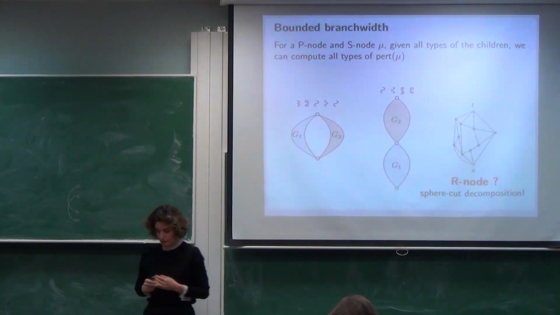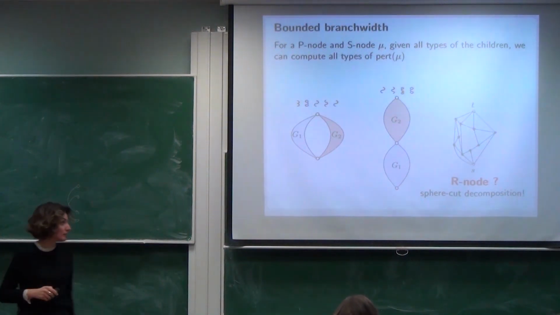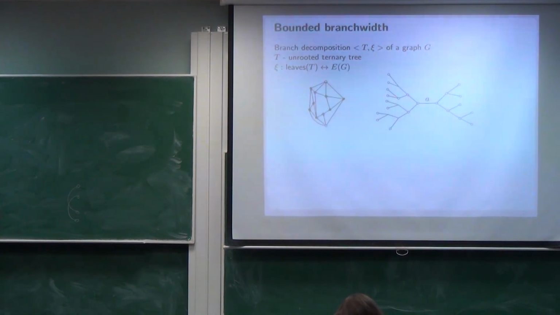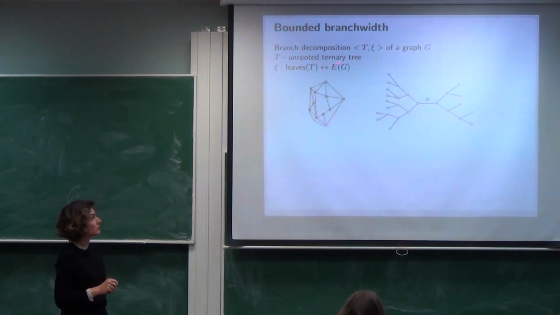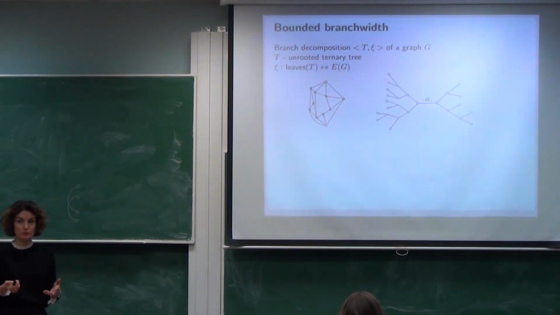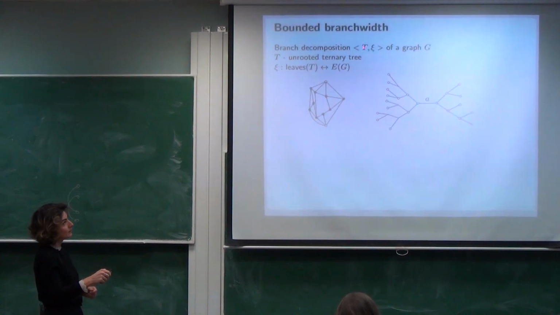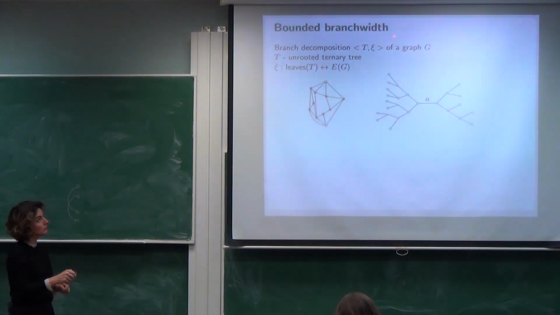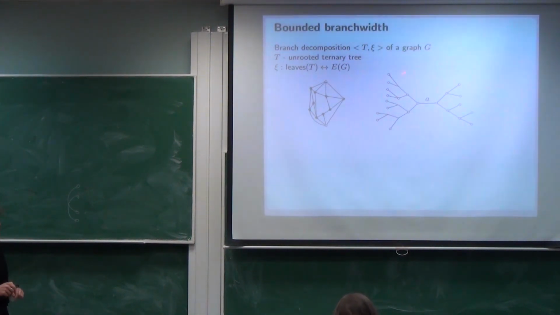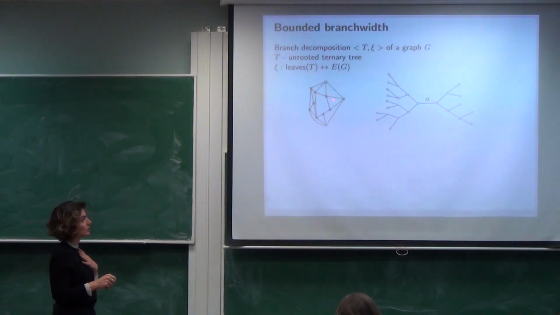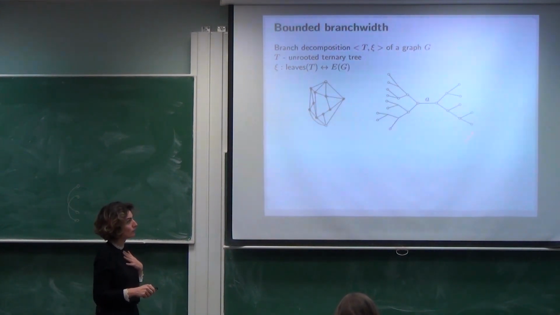This is another very beautiful decomposition of graphs. I'm going to define it. So a sphere cut decomposition is based on branch decomposition. So I'm first defining the branch decomposition. The branch decomposition is composed of a ternary tree, T, and a bijection between the leaves of this tree and the edges of the graph. So here we have, I think, 9 plus 5, 14 edges, and here we have 14 leaves.